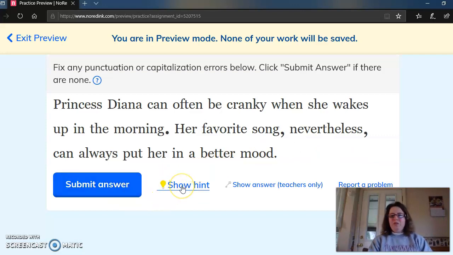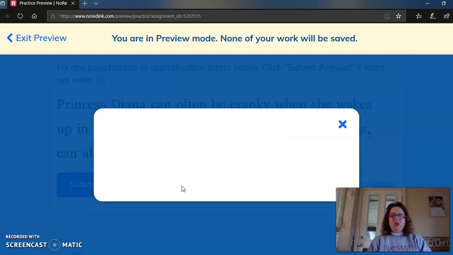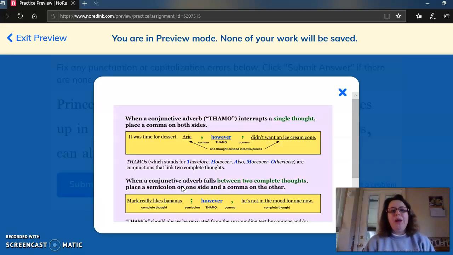But you know what? You can click, if this shows this to you, show hint. When a conjunctive adverb themo interrupts a single thought, place a comma on both sides. When a conjunctive adverb falls between two complete thoughts, place a semicolon on one side and a comma on the other. So notice the second one, he's not in the mood for one now. That's a complete thought. So there's a semicolon here. See, I'm trying to circle it. On the other hand, didn't want an ice cream cone is not a complete thought. So you put commas around it. So that is an important hint.